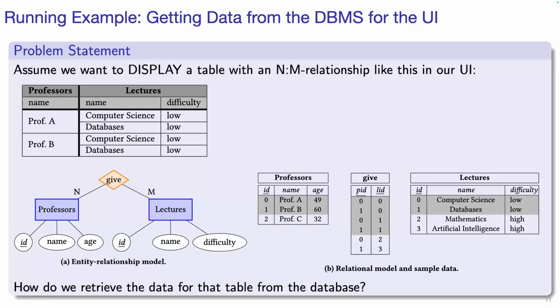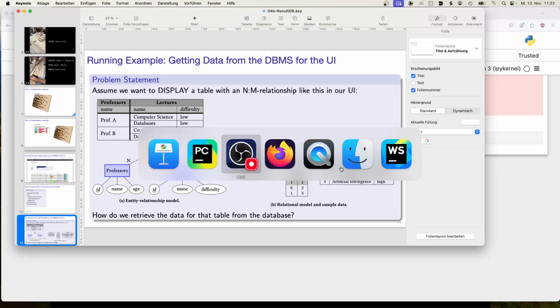So what is the problem? This is a problem statement. I have an end-to-end relationship. Basically I have professors and lectures, and they're connected through this give relationship. Maybe I switch to my other device and I can scribble a bit more on that.